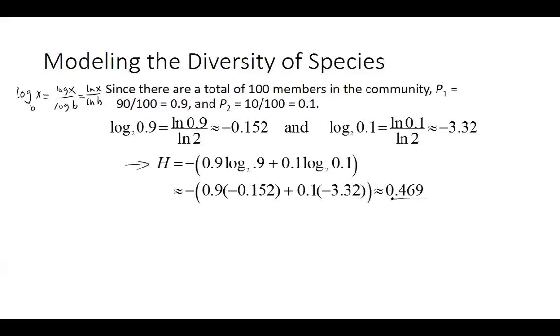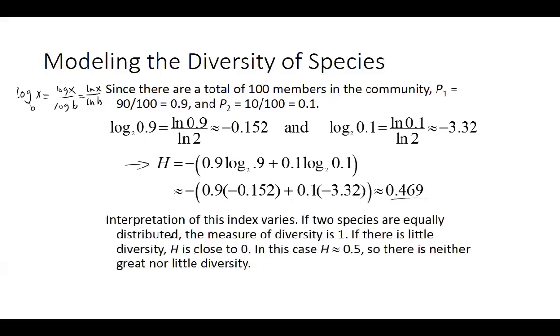So now I'm ready to input these numbers into the formula given to me. And you would find it's equal to 0.469. So the conclusion here: if two species are equally distributed, the measure of diversity is 1. If there is little diversity, H is close to 0. So in this case, we find H is equal to 0.5. So there is neither greater nor little diversity in this case.